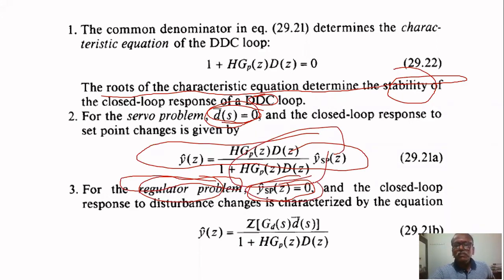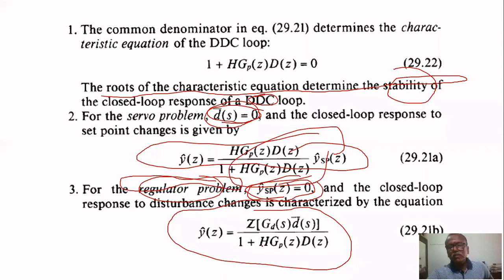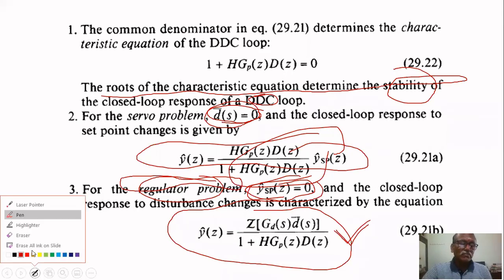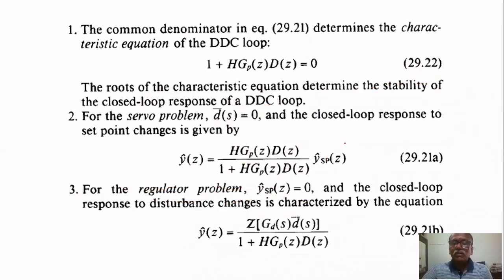Assume set point change equal to 0 and find the response, the Z transform of GD DFS upon 1 plus HGP, of Z D of Z. If you find the inverse Z transform for this, you will get the disturbance response. If you find the inverse Z transform for the other expression, you will get the servo response.